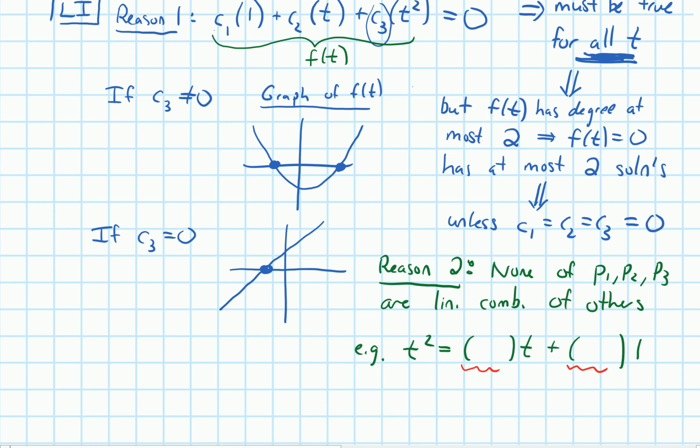So if I think about it a little bit, there are no scalars that work. There are no scalars, no real numbers, that I can plug into these 2 blanks to give me t squared. The right-hand side is never going to have a degree of 2. The biggest the degree of the right-hand side could be is 1.